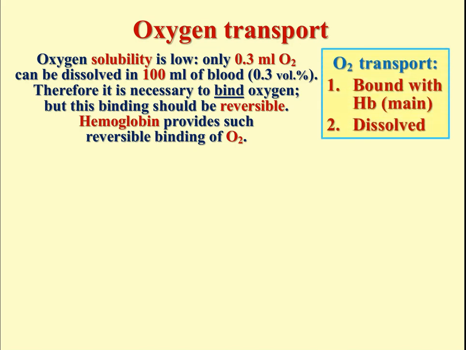So, for oxygen transport, therefore, we have two types with high predominance of the main one, binding with hemoglobin. And also, it's necessary to remember that a certain little portion is dissolved. And exactly this dissolved portion creates partial oxygen pressure in blood, because bound oxygen cannot create pressure. Only the dissolved portion, 0.3 milliliters dissolved in each 100 milliliters of blood, creates this 100 millimeters mercury partial oxygen pressure of the arterial blood.